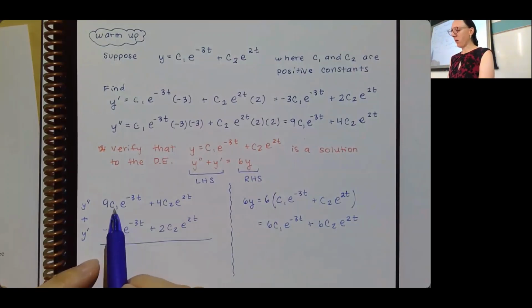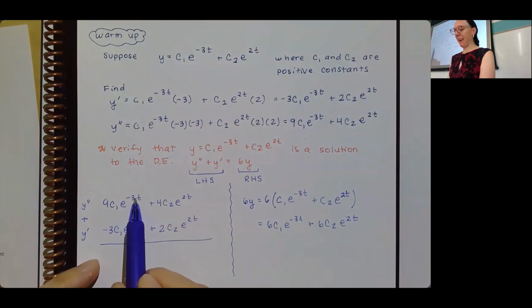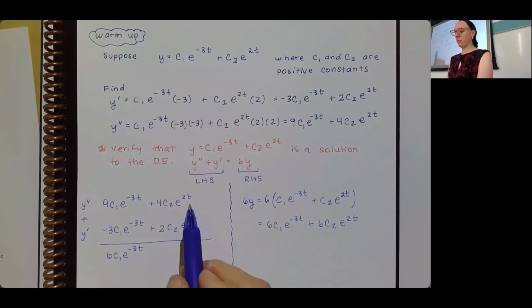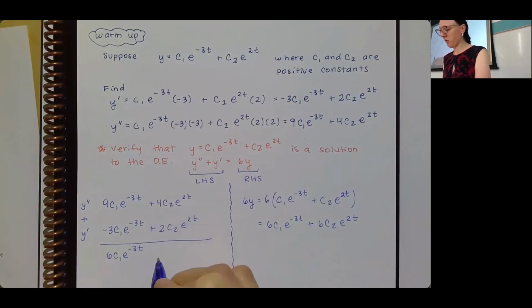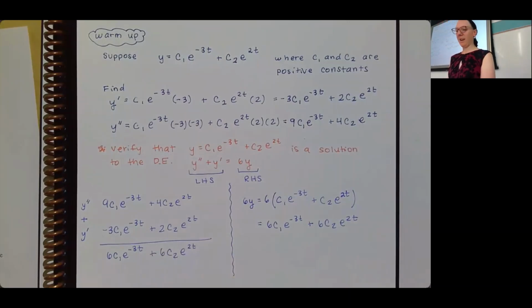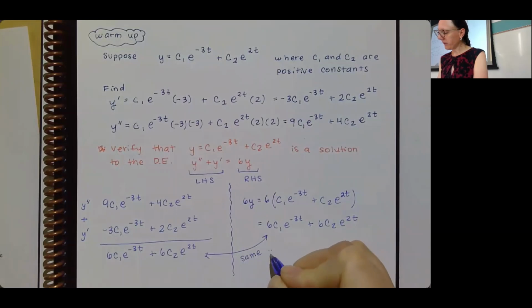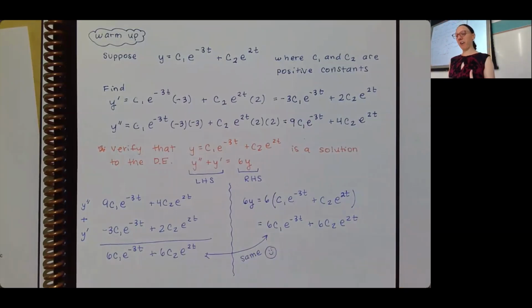So if I have 9c1 e to the negative 3t, and I take off 3c1 e to the negative 3t, 6c1 e to the negative 3t remains. If I've got 4c2 e to the 2t plus another 2c2 e to the 2t, I get 6c2 e to the 2t. And then I stand back and I go, oh, hey, look, they match. They're the same. We verified that it is a solution.